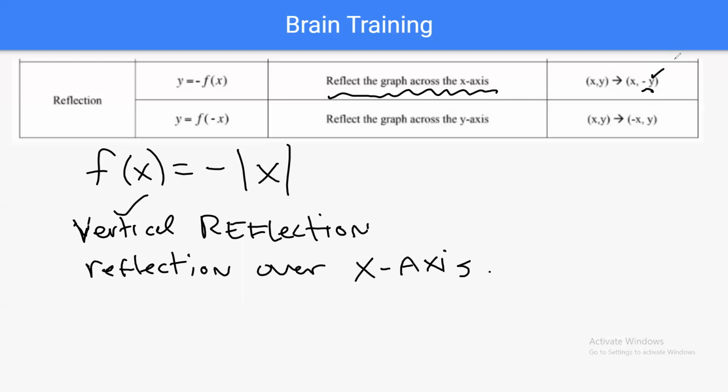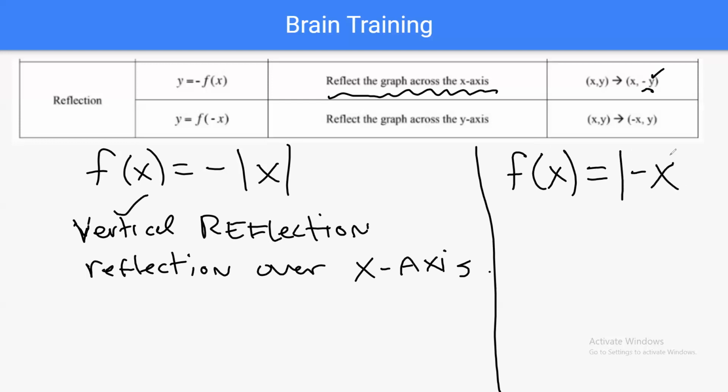And vice versa with the reflection across the y-axis, like that. Since it's on the inside, it's a horizontal reflection, right? But we don't say horizontal reflection. We say reflects the graph across the y-axis, okay? Because it's horizontal. And what we do with that is we put a negative on the x, okay? Questions on that?